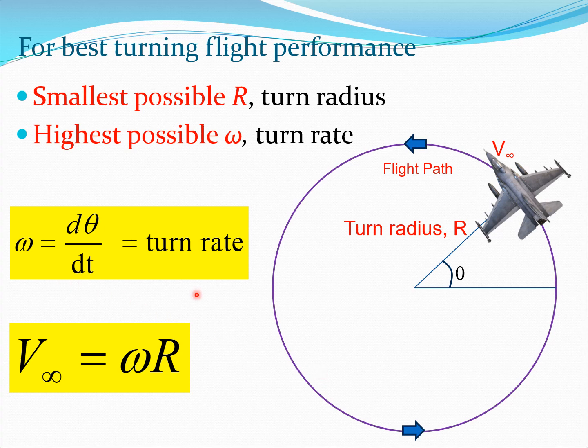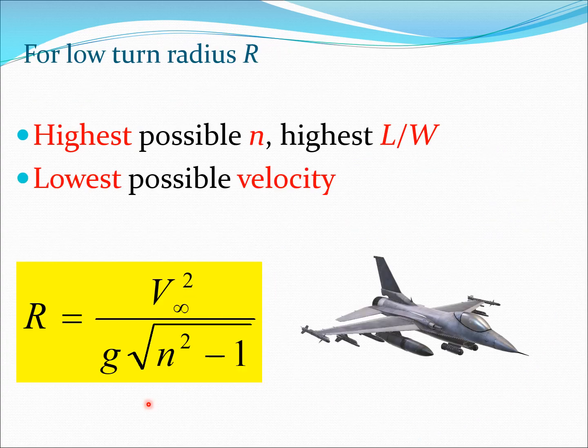So let's again go back to our equations. The turn rate was given by omega, which is d theta by dt, and V infinity is given by omega r. So let's look at the case of low turn radius first. In this case, if we look at this equation here for the turn radius, we clearly see that for a low value of r, you should have a high value of n. So the highest possible value of n should be there, therefore the highest L by W. And also you should have the lowest possible velocity because V infinity is in the numerator. So lower velocity means lower turn radius.